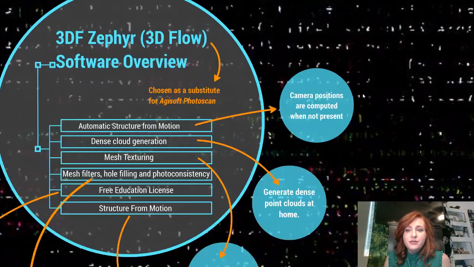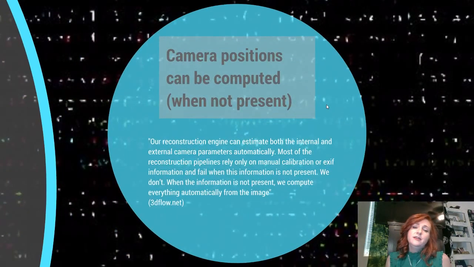Some of the features in this is that the camera positions are automatically computed. So if you have a camera, like I used a Nikon SLR, it pretty much just does everything for you. You don't have to do anything. If you have a fancy camera, it makes it quicker, but this made it really super easy for me.